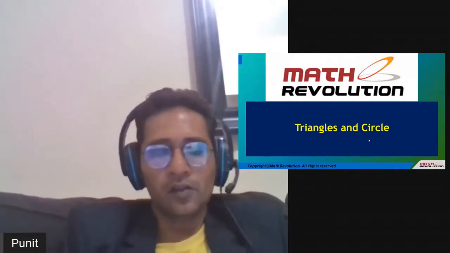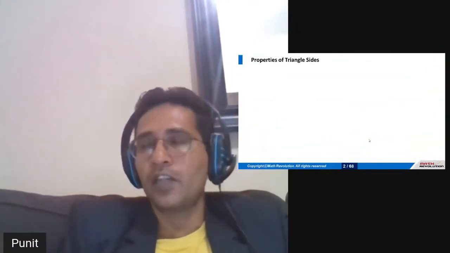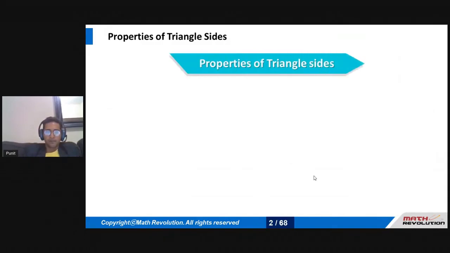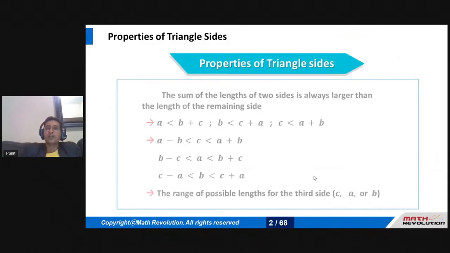So let's start with the first part. Let's start with the triangles. Today the first part is the property of triangle sides. So we are talking about the property of triangles, and we're talking in terms of sides.